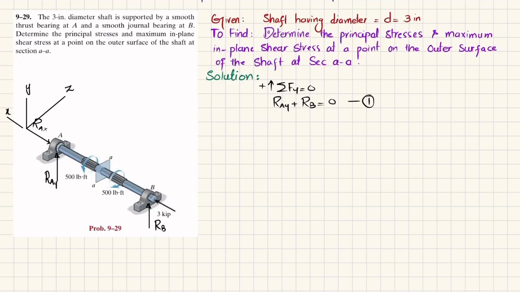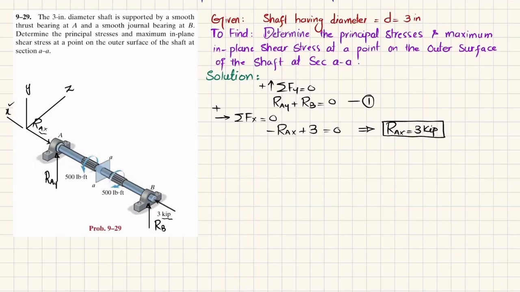Now we'll apply another equation of equilibrium, that sum of all forces along horizontal direction must be equal to 0, and force in this direction is taken as positive. So horizontally we have 3 kips and RAX. So minus RAX, because that is opposite to this x, plus 3 kips is equal to 0. So it means that RAX is equal to 3 kips.